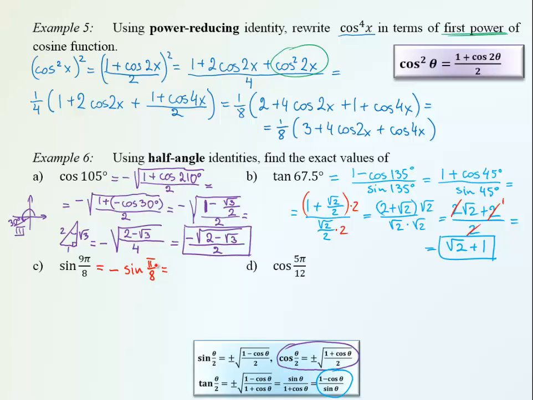This time the angle is in the first quadrant. We don't have to worry about sine, it's positive. So we simply write this as negative square root of 1 minus cosine pi quarter, everything over 2, because we take double this angle. Okay, and now we can easily replace the pi quarter.